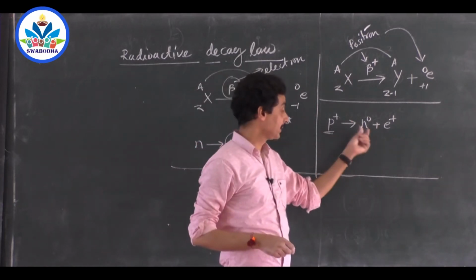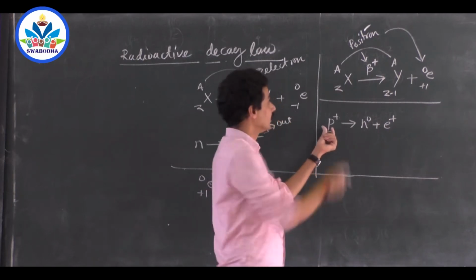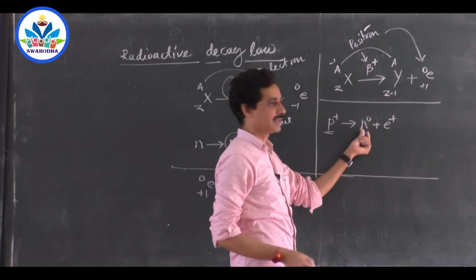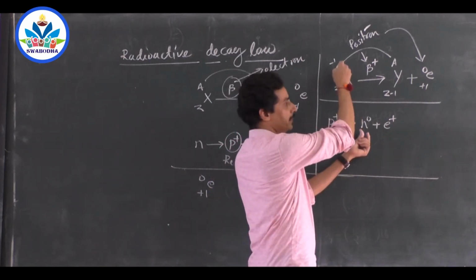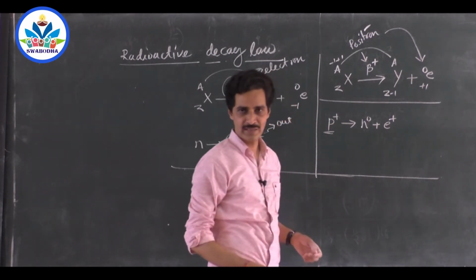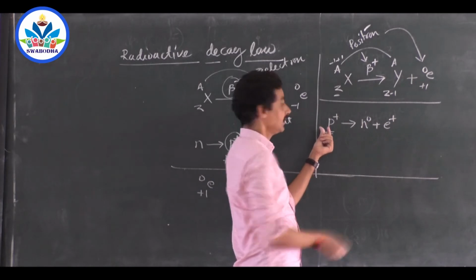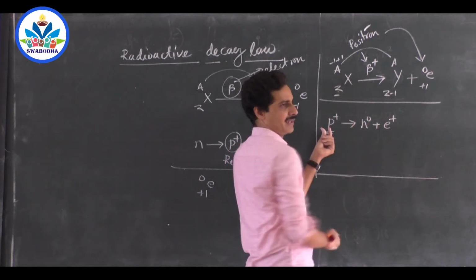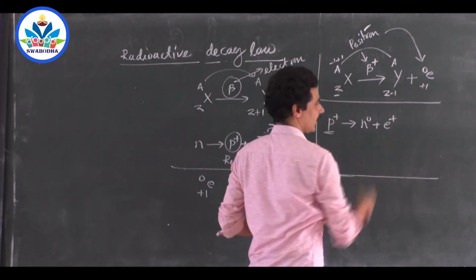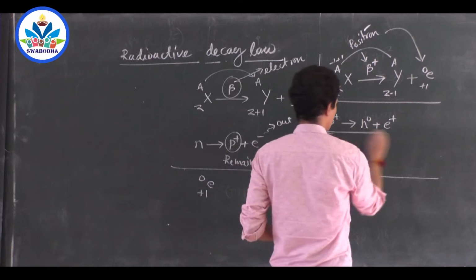A proton has been converted into a neutron and a positron. We lost one proton, so A should be reduced by 1, minus 1, correct? But that appears as a neutron. The neutron also contributes to the mass number, plus 1. No change in the mass number. So we lost one proton. No problem with Z. Sorry, there is a problem with Z. Z minus 1. A neutron has come into the picture, that doesn't contribute to Z, so Z minus 1 remains as it is. So this is what we have seen.